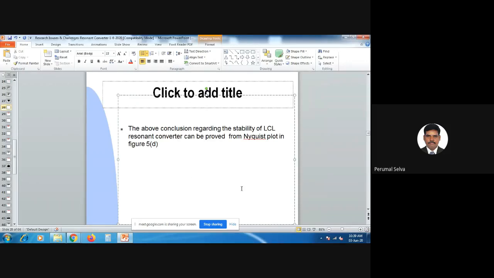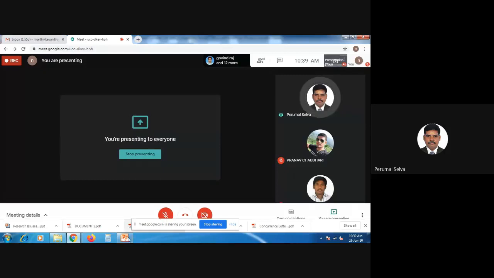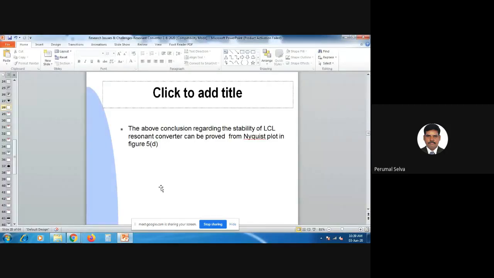So one reviewer asked, what about state plane analysis of the LCL resonant converter? In that case, we are using phase plane analysis graphs, the linearization about the equilibrium points. The LCL resonant converter has two state variables, one is iL1(t) and another one is vC(t). We got the state plane of the LCL resonant converter using the P-plane tool.